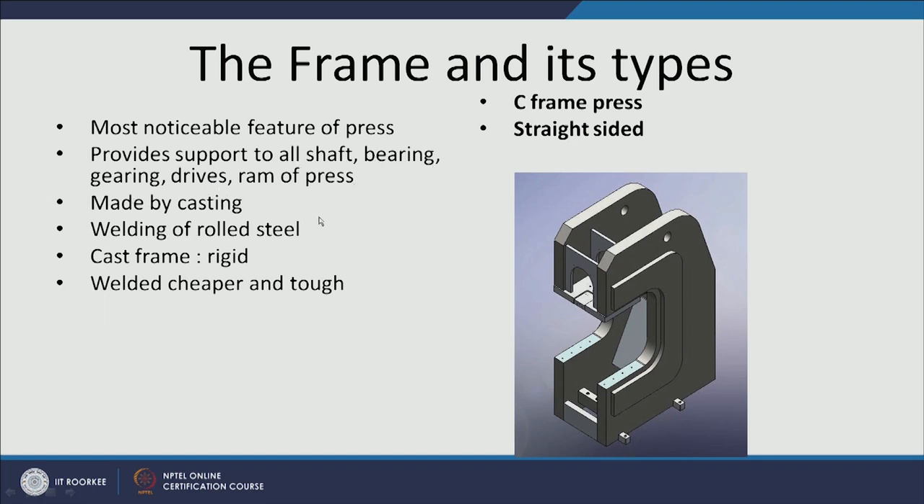The frame can be made either by casting or by welding of rolled steels. Cast frames are more rigid as compared to welded frames, but welded frames are cheaper and tougher. This is one typical diagram for the C frame press. This is of the C structure. The top portion will be used for housing the driving mechanisms and the lower portion will be used for accommodating the bed.